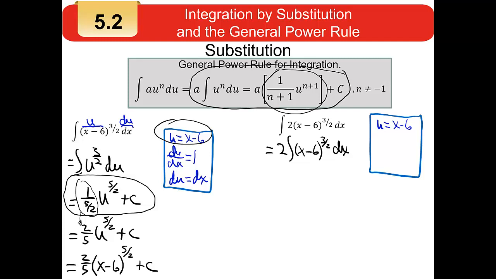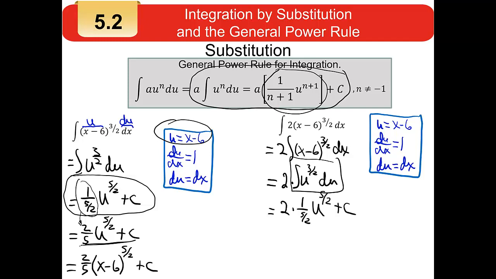U will still be x minus 6, du will still be dx, and if you substitute back in, you'll get the same thing we did before, except you've got that 2 out front. And when you integrate the u to the 3 halves, you get exactly the same thing you got over here, because it's the same problem. The only thing is it's multiplied by 2. And again, 1 over 5 halves is 2/5.